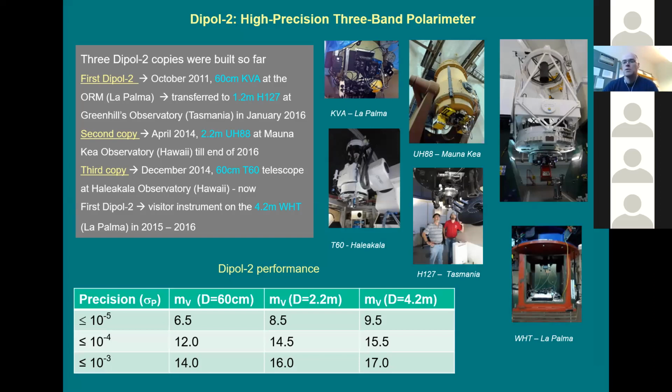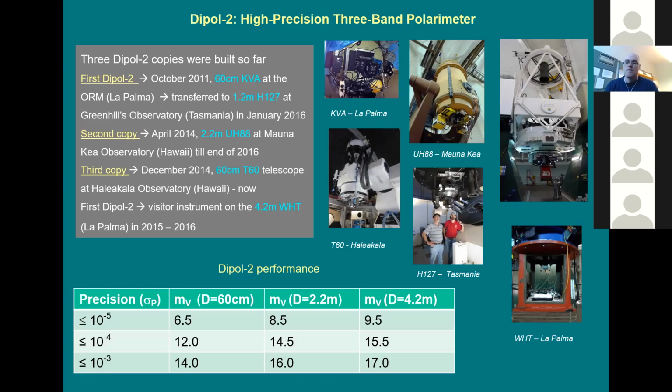With the Tohoku 60 centimeter telescope, we can do continuous observing runs starting typically from the middle of October and lasting till the end of June. And because Hawaii is so conveniently located, literally on the other side of the globe from Finland, we can do these observations in the daytime. The first Dipole 2 was also used a couple of times as a visitor instrument on the 4.2 meter WHT telescope in 2015 and 2016. The table below this slide gives you the practical performance of the Dipole 2 polarimeter.